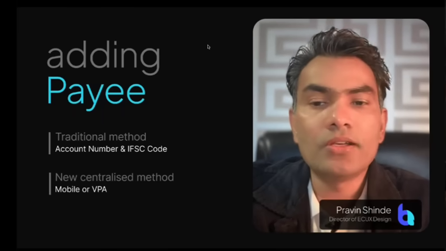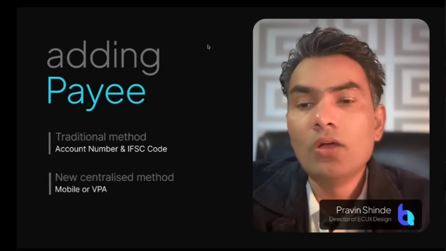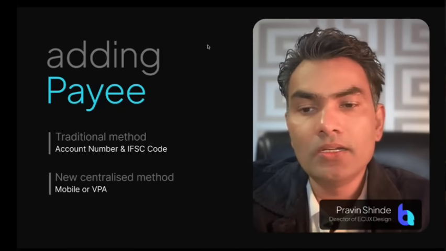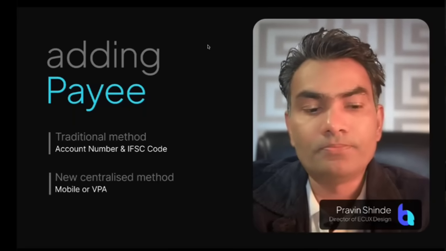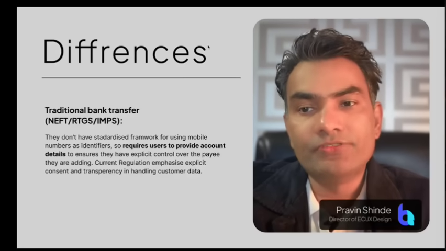And in the new centralized method, which is UPI, you need just a mobile number and a VPA to transfer a payment to someone's account. Okay, so what is the major difference?